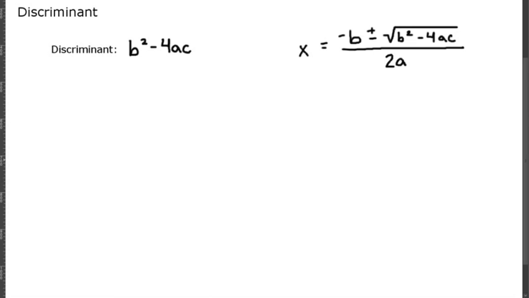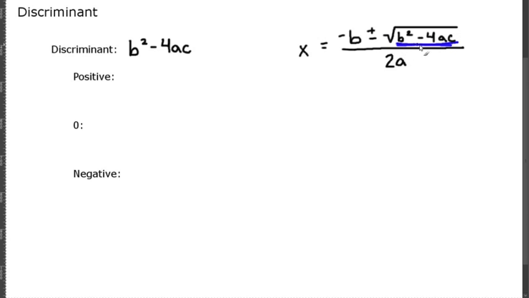In this video, I am going to give a quick explanation of the discriminant. The discriminant is b squared minus 4ac. And you may recognize that from the quadratic formula. Right here is the b squared minus 4 times a times c. The discriminant tells you how many solutions there are to a quadratic equation.